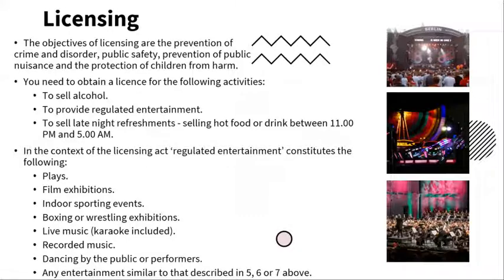Licensing is, of course, without doubt the most important part of a venue. The objectives of licensing are prevention of crime and disorder, public safety, prevention of public nuisance, and protection of children from harm. One needs to obtain a license for the following activities: to sell alcohol, to provide regulated entertainment, to sell late-night refreshments, or selling of food and beverage between 11 p.m.